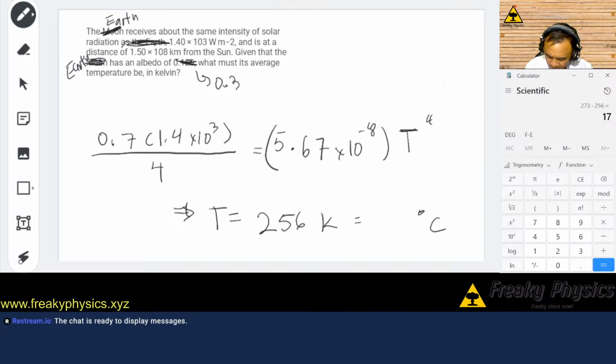Wait, I need to find it. Well, think about it this way while you're finding it. It should be colder than the moon, right? Because it reflects more light. So it should be colder.